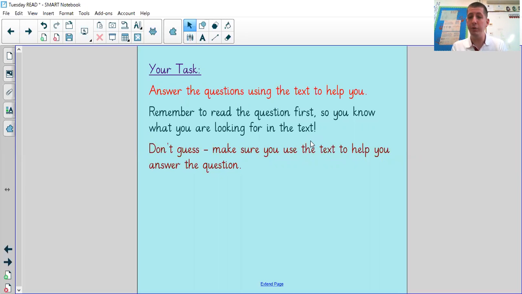Make sure you read the question first so that you know what you're looking for when you're reading the text. And remember, don't guess. Make sure that you use the text to help you answer the question. There's no point guessing because all of the answers are in the text to help you. And if you're not sure, maybe just leave that question out and come back to it later on when you've had a chance to think.